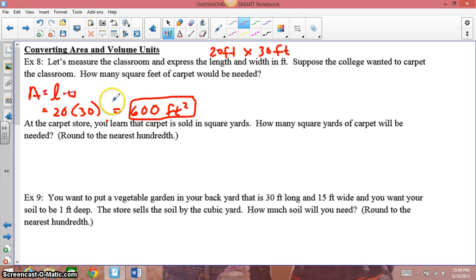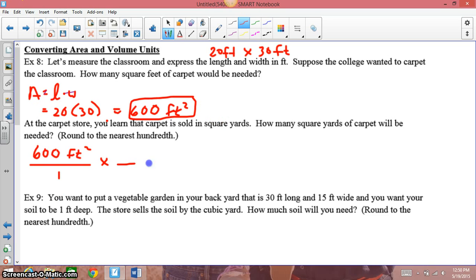So then the second part says, well, you get to that carpet store and you learn, well, carpet's only sold in square yards. So our problem here is then, okay, well, I know that I need 600 square feet. How can I convert those square feet into square yards? You say, well, I don't have that on my formula sheet. You actually do. We'll just have to manipulate it a little bit. So start with what you know. You have the 600 square feet. Again, it's not a fraction, so put it over 1. Always make it a fraction for yourself, okay?